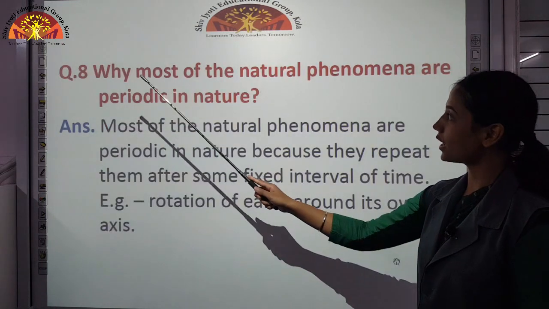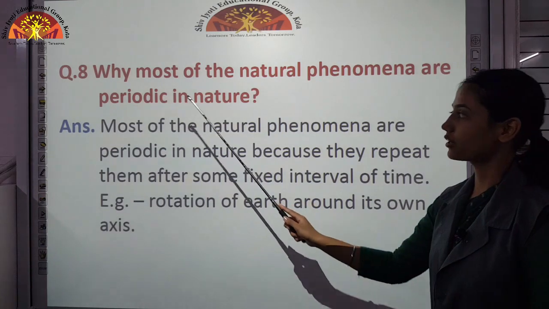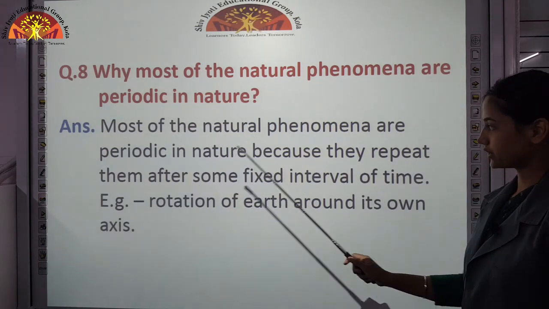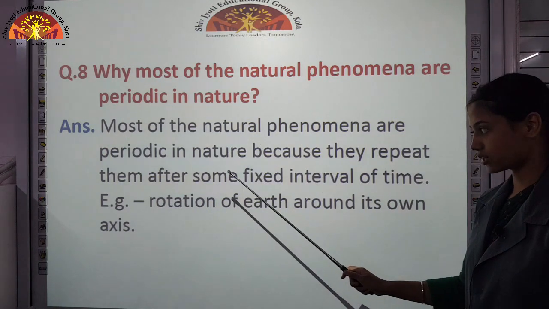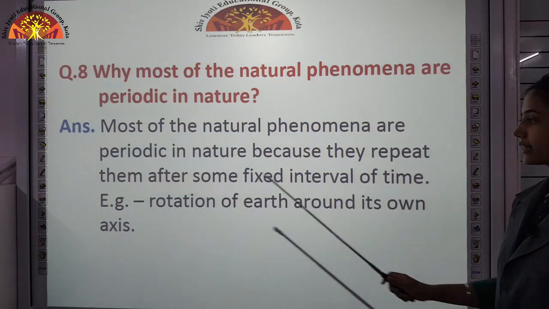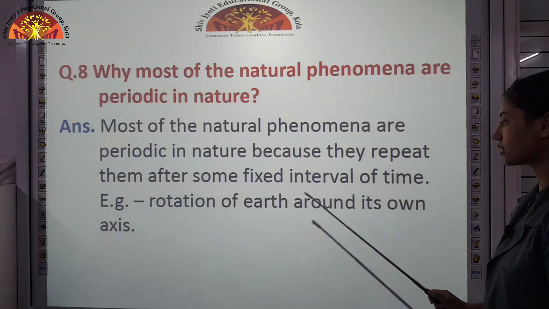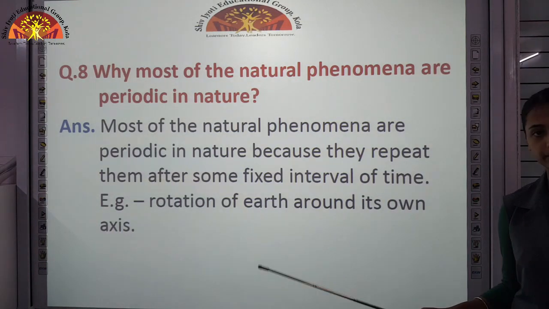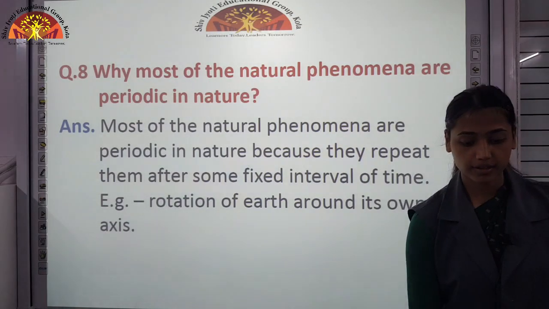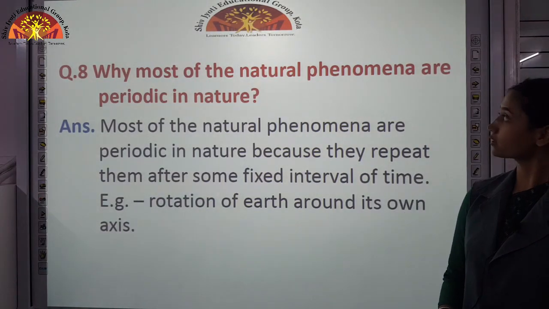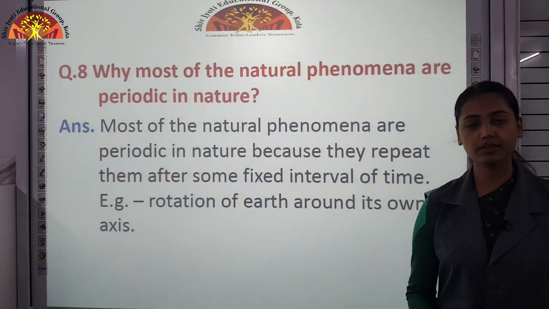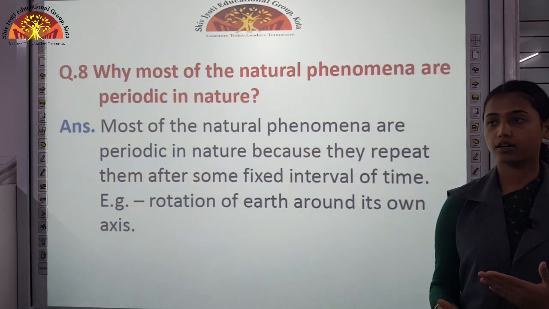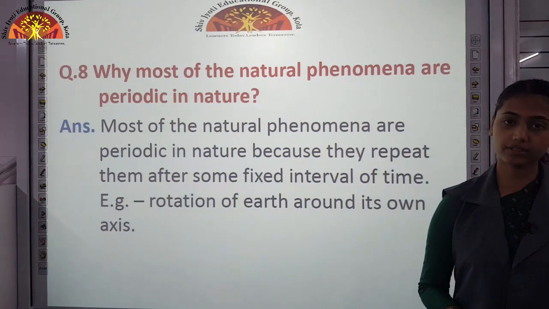Now, question 8, why most of the natural phenomena are periodic in nature? Most of the natural phenomena are periodic in nature because they repeat themselves after some fixed interval of time. Example, rotation of earth around its own axis. This is periodic in nature, it is repeating after every 24 hours. Can you give more examples of periodic natural phenomena, like sunrise, sunset, new moon, full moon? These all are periodic in nature.